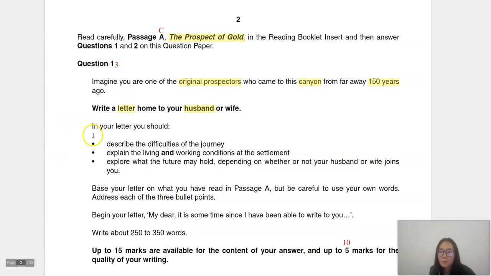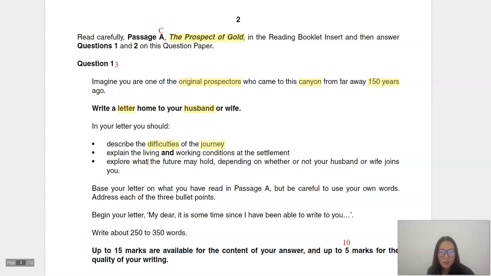So in your letter, you should, so these are your prompts. There will be 3 bullet prompts, of course, each time, but the items you need to pick up would be numerous. As you can see, there are n, meaning more than 3. So describe the difficulties of the journey. So I would go, okay, journey where? So we're talking about the journey into the canyon, right? And then we're talking about difficulties. You need to describe the difficulties.